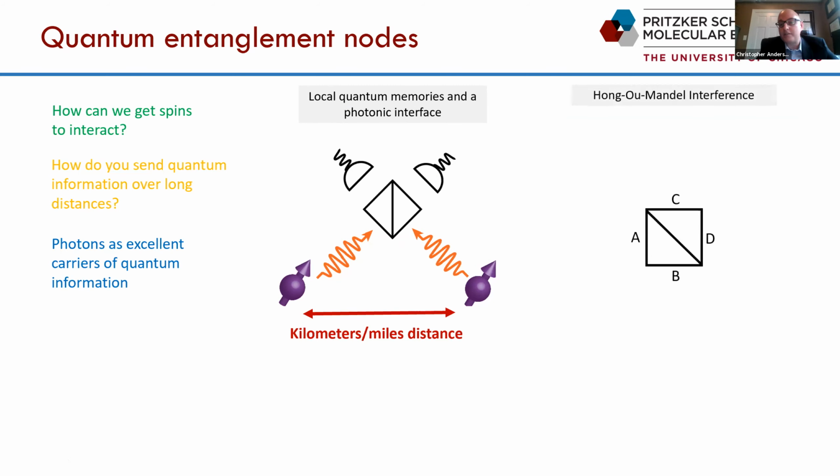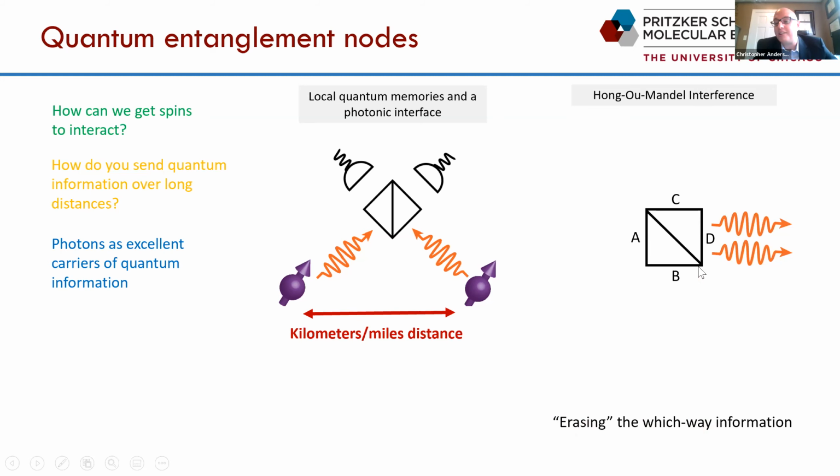The way that this works is essentially through a form of Hong-Ou-Mandel interference, where if we have indistinguishable photons coming in port A and port B, they either leave port C together or they leave port D together. In a sense, we've erased the which-way information of where these photons came from. They're exiting the same port and they're identical, so we can't tell which of these two photons came from A and which came from B.